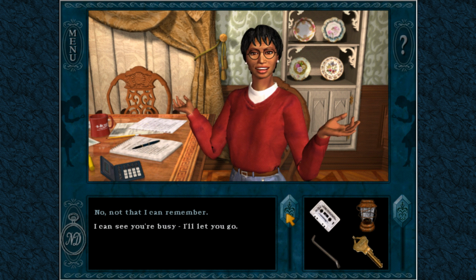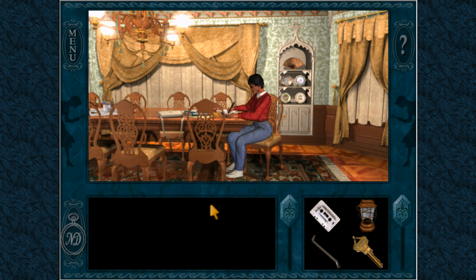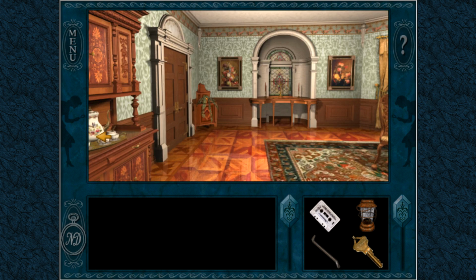Do you know what Gumbo Fu means? No, not that I can remember. Well, I thought we were gonna have a lot to talk about. I'll let you go. Bye, Rose.